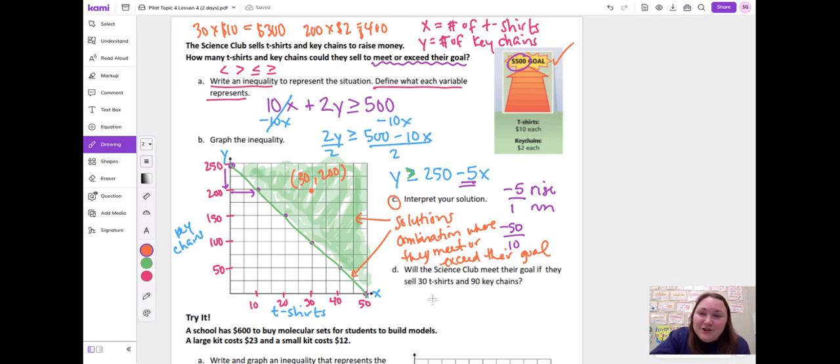For this last question here, you could do the math like we did, but it's not necessary if you wanted to use your graph here. If we go to 30 t-shirts and 90 keychains, that's this point right here, just below 100. Because it is not shaded, the answer is no. It is not a solution, and they would not meet their goal. It has to be on the solid line or in the shaded area to mean they met their goal of $500. If they're going to sell 30 t-shirts, they need to sell 100 keychains or more.